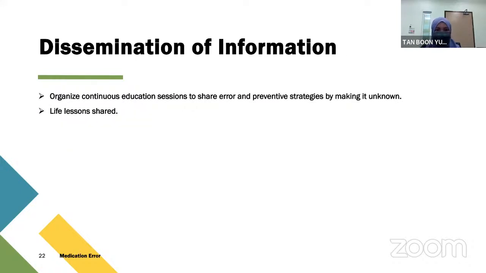And then the fourth one is dissemination of information. This one is very self-explanatory, whereby you organize continuous education sessions to share errors and preventive strategies by making it anonymous. Okay.